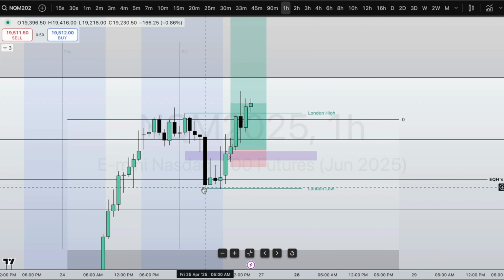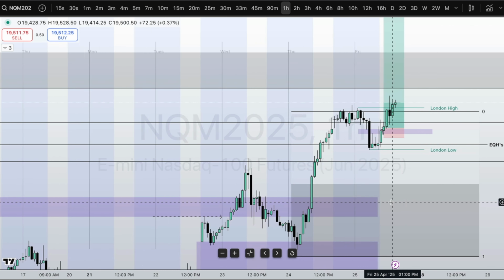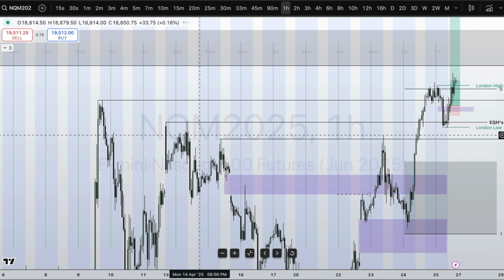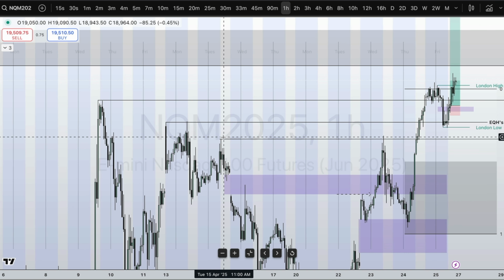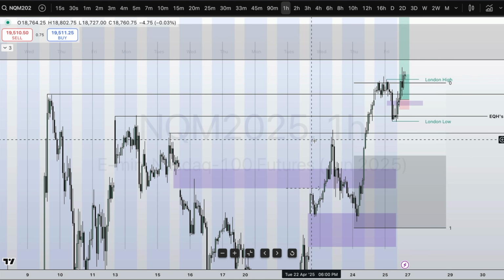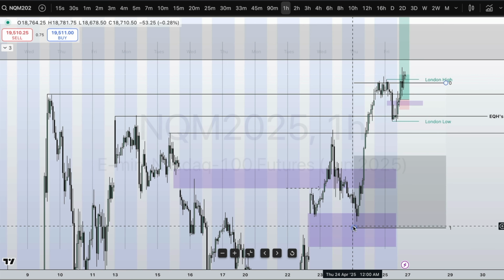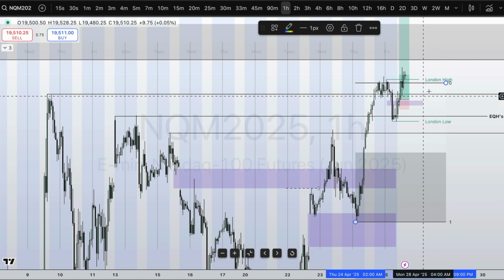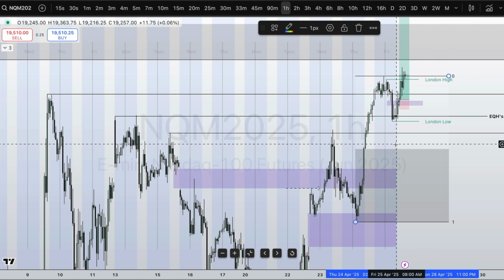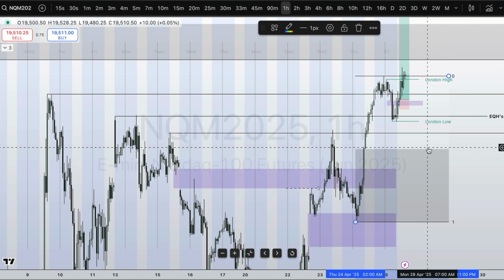The fact that we were maintaining this low, the fact that we impulsed so far, and the fact that we ran all these levels of liquidity to our left made me think that price may not want to retrace too far. Now you can see that I already had marked out this impulse leg, right? From low to high, understanding that if price truly wanted to, it can come back to the 50%.